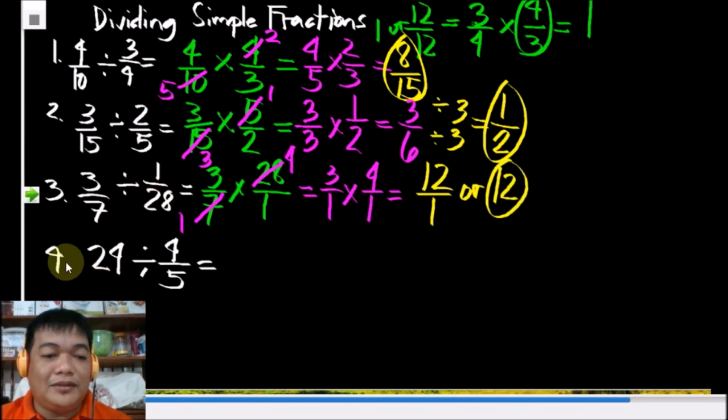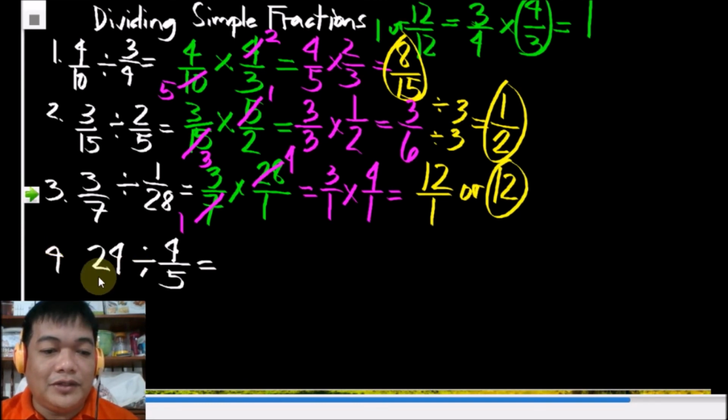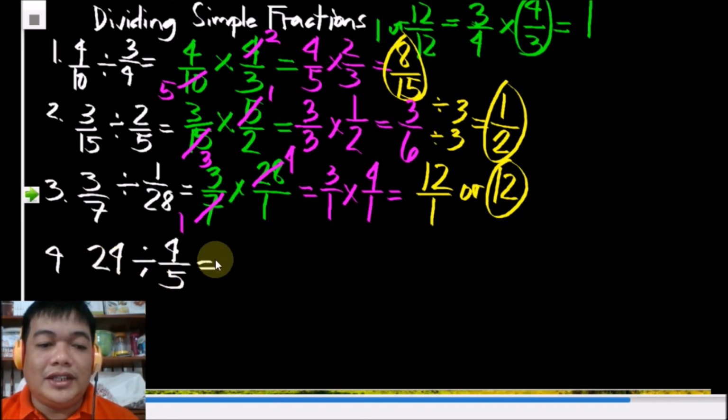Okay, next, the last number we have here, number 4, 24 divided by 4/5. Let us observe here that our dividend is a whole number. We are going to change 24 into a fraction. Again, how do we change a whole number into a fraction? Simply rewrite it as a fraction which has a denominator of 1. So the whole number 24 is equal to the fraction 24/1.